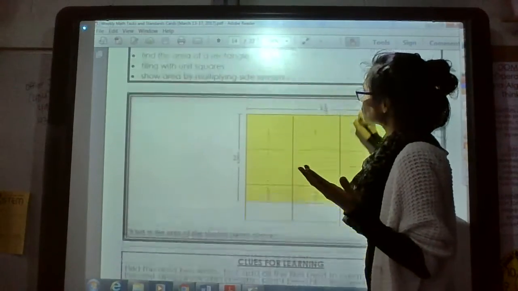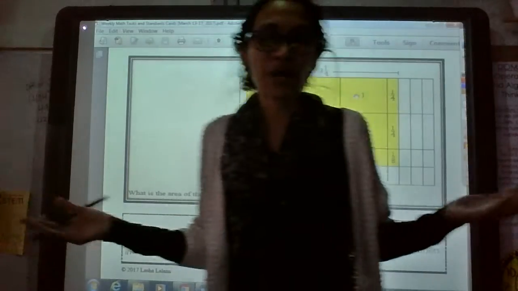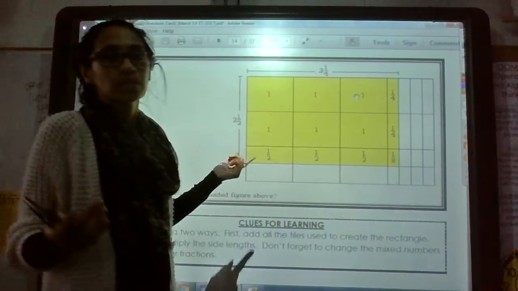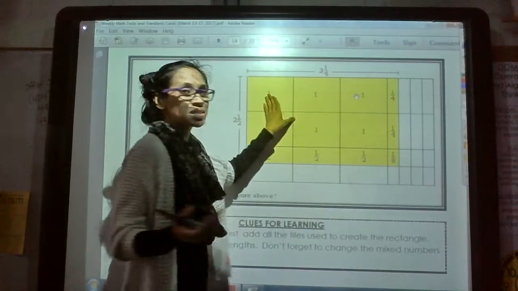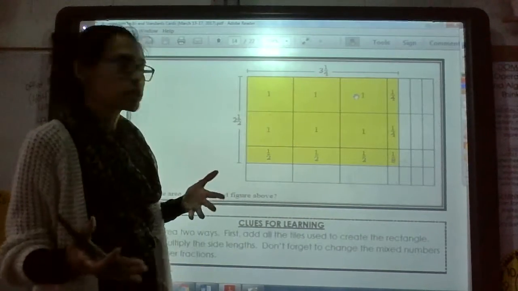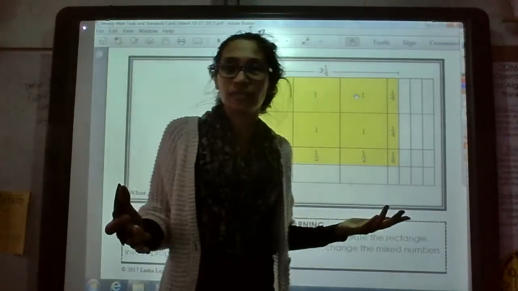Let us begin. All right, so here we have a model. What shape is that? It's a rectangle. So you see the whole yellow rectangle, but it's made into different parts. It's cut in different parts. We have, what is the area of the shaded figure above?